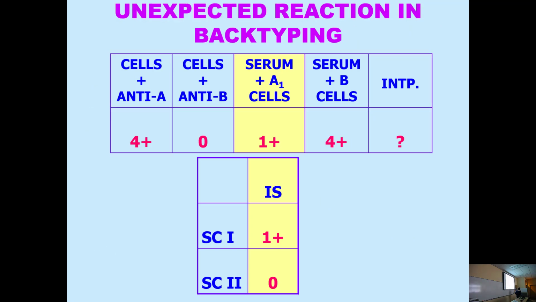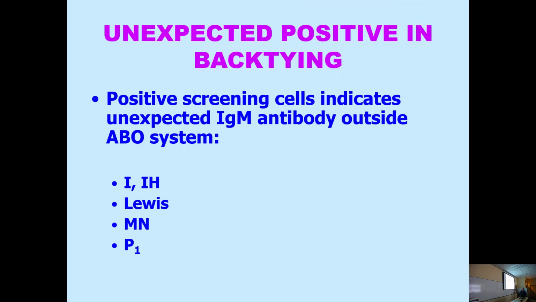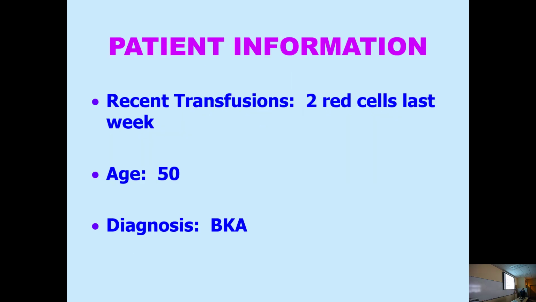Okay, now, same scenario up on top. 1 plus weakest reaction, serum, most likely the problem, but this time, our screen cell 1 is positive. What's that tell us? Cold antibody? Yeah. Cold antibody outside of the ABO. So, I, H, Lewis, M, or P are our main culprits for this, is what we're going to look for. History, recent transfusions, 2 red cells last week, 50-year-old below the knee amputation. That's what that stands for.